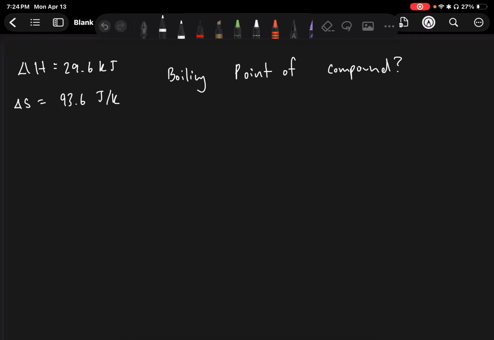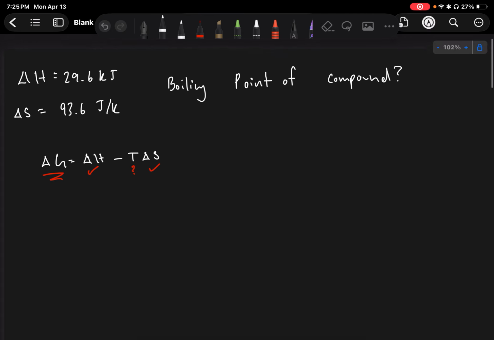Now we need to find the specific boiling point of the compound, and we have delta H, delta S, or like delta enthalpy, delta entropy, and now we just got to find the boiling point. So first thing we'll do is just write out that one equation that connects all these together. So we know this, we know this, we don't know this.